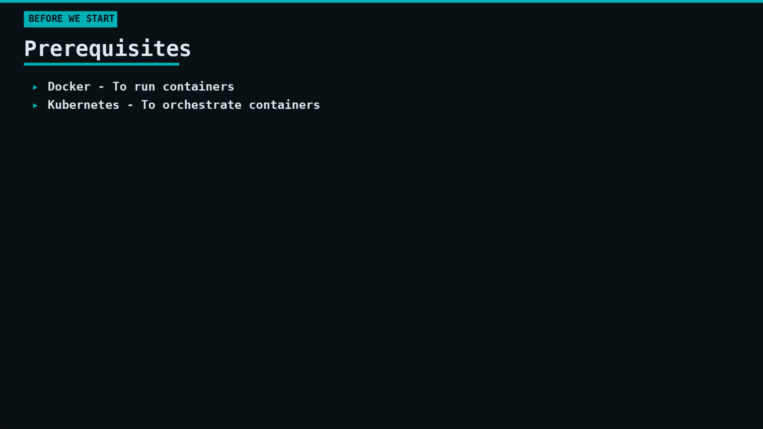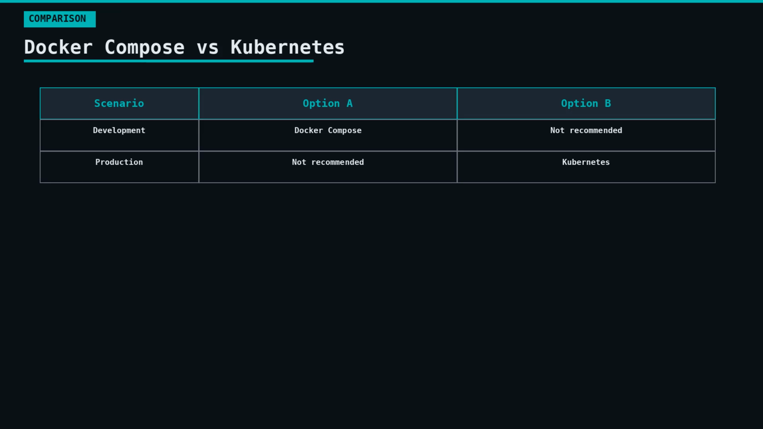Now, let's compare Docker Compose and Kubernetes. Docker Compose is a tool for defining and running multi-container Docker applications. It's great for development and testing, but it's not designed for production environments. Kubernetes, on the other hand, is a production-ready orchestration tool that can manage complex applications. When to use Docker Compose? Use it for development and testing. When to use Kubernetes? Use it for production environments.